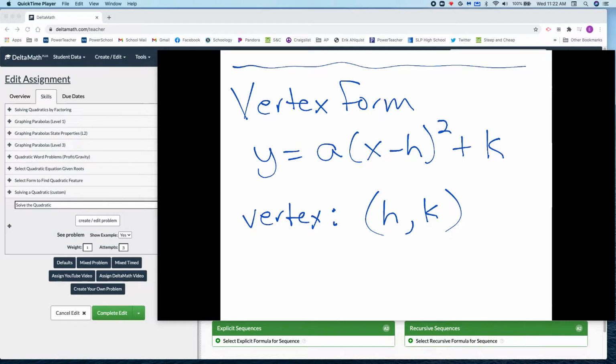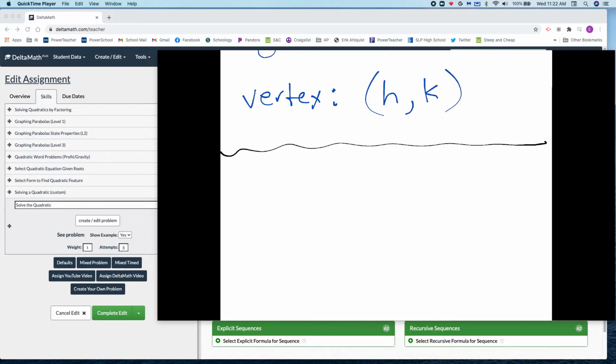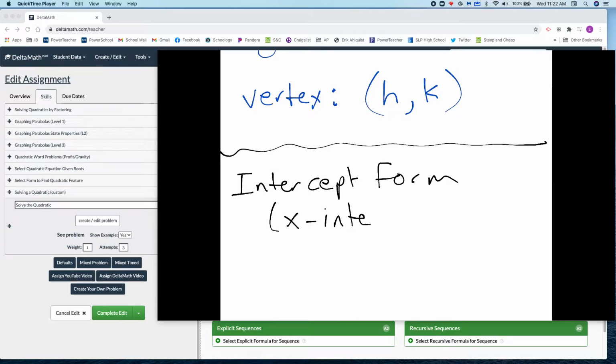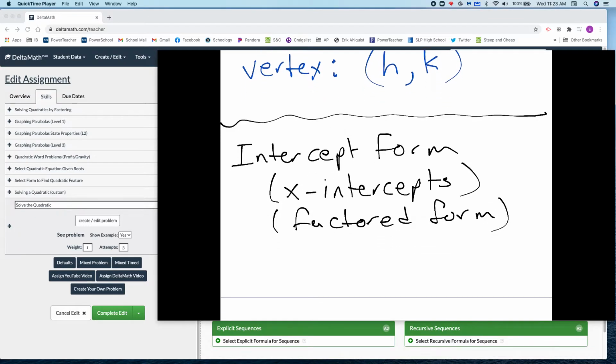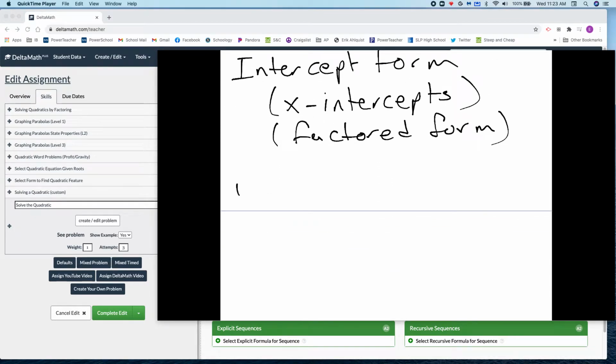The final form that we've had is intercept form. That's the x-intercepts. That's the factored form. So it might be called the intercept form, which is referring to the x-intercepts. It might be called factored form. But that form looks like this.